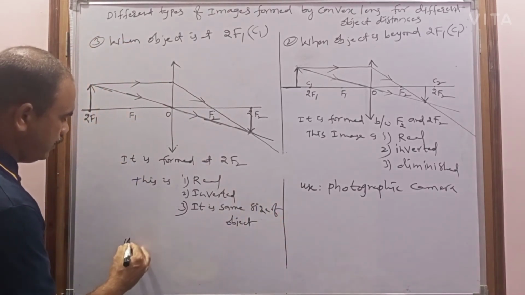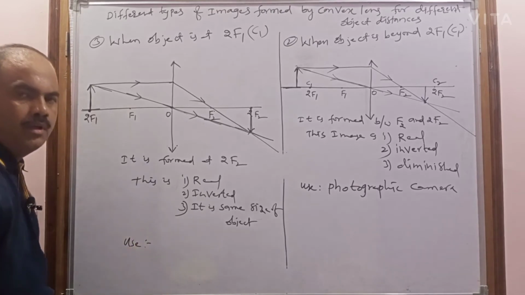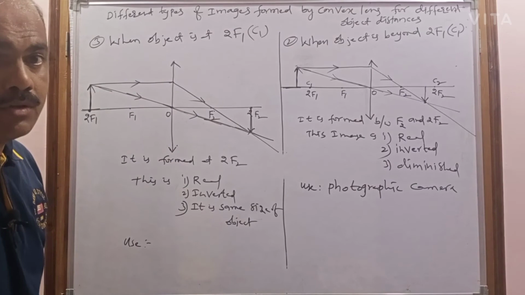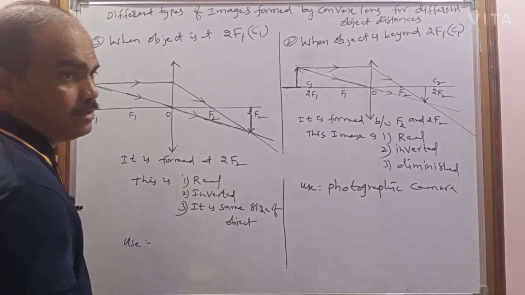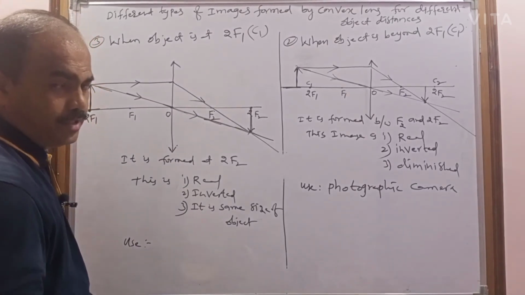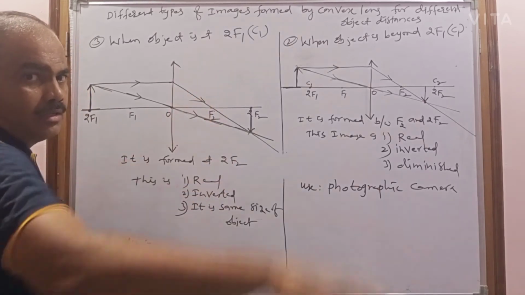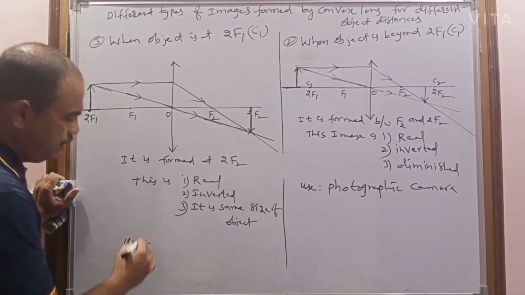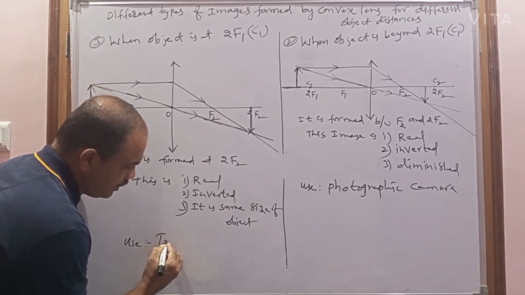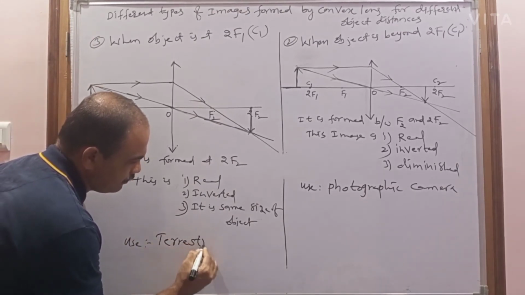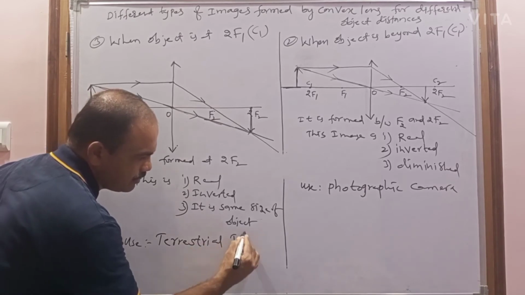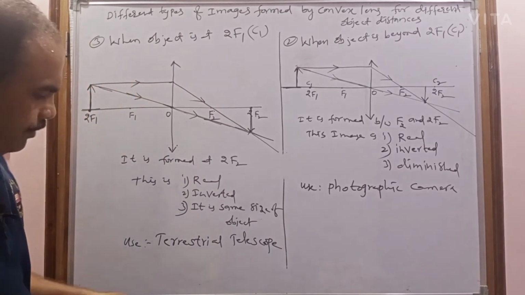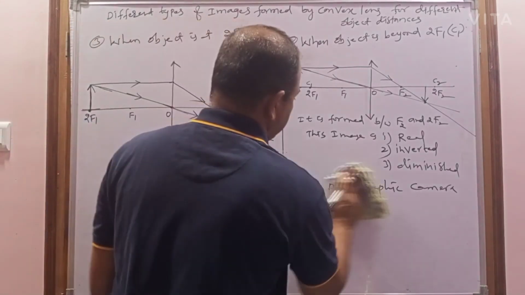Now coming to the use. This type of image formation you can observe in the terrestrial telescope, which is used to see objects on the surface of the earth but which are far away from us. So it is used in the terrestrial telescope.